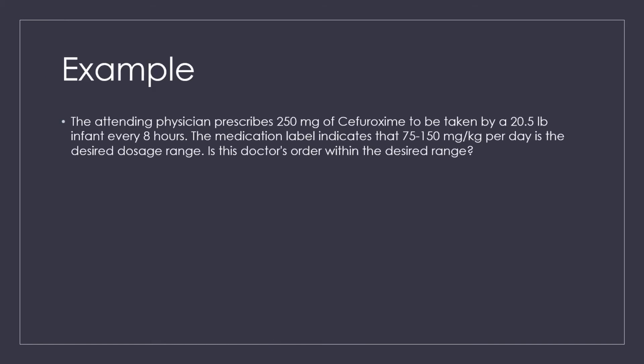Another example: the attending physician prescribes 250 mg of cefuroxime to be taken by a 20.5-pound infant every 8 hours. The medication label indicates that 75 to 150 mg per kilogram per day is the desired dosage range. So what's the doctor's order within the desired range?